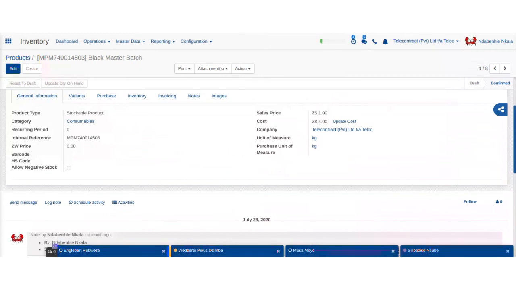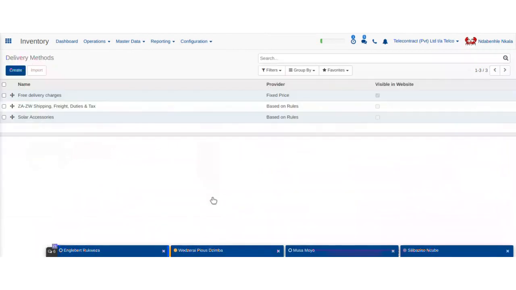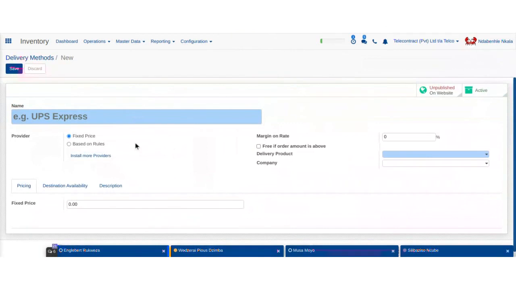Okay. All right, so that's that in regards to units of measure. The last one is delivery methods. For us as Telecontract, it's not traditionally been a big one, but it's something that may apply from time to time. So we have delivery methods. Now, there are multiple types of delivery, and you can continue to create as many as you need in the system. But let's just look at a few that are there.